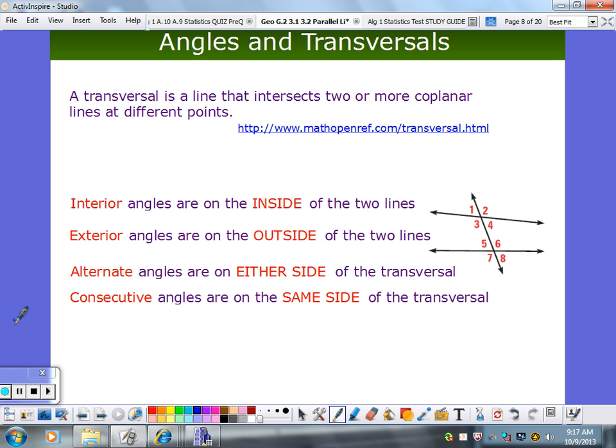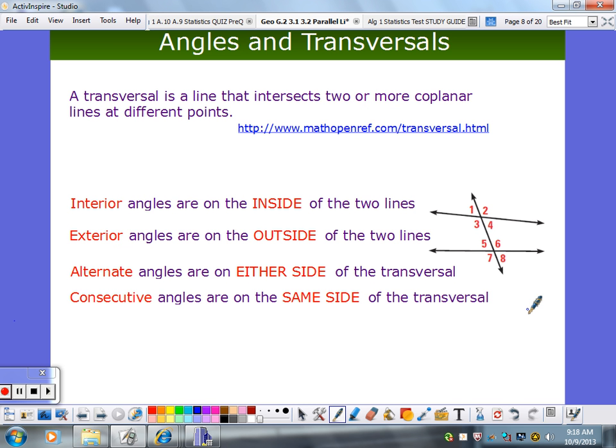We have some words that we use. If you think of it a little bit like railroad tracks, the two lines that are being crossed. Now get this. If you're inside the railroad tracks, we say you are interior angles. Inside, interior. If you are outside the railroad tracks, we call you exterior angles. And by angles, I'm talking about these angles that are formed when that transversal crosses.